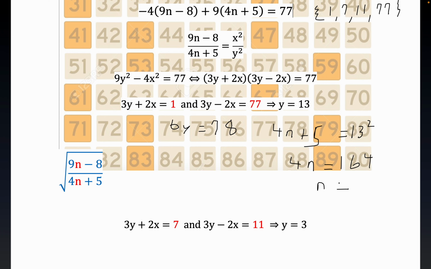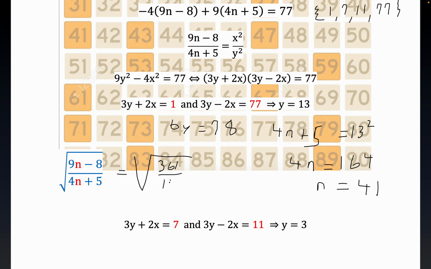n equals 41. Now, y'all remember, this is our original expression we were working with. So what does this end up being? We have to check these to make sure it works out. There's no assurance it will necessarily work out. So this is equal to the square root. Now, 9 times 41, folks, is 360 plus 9. It's 369. 369 minus 8 is 361. Okay, so we have 361 in the numerator. Now, right here, 4 times 41 is 164 plus 5 is 169.